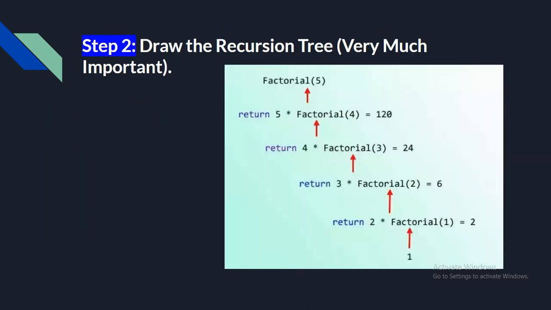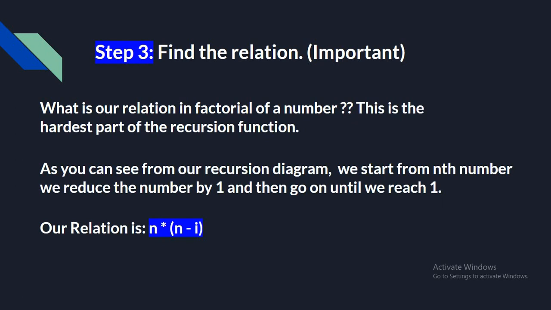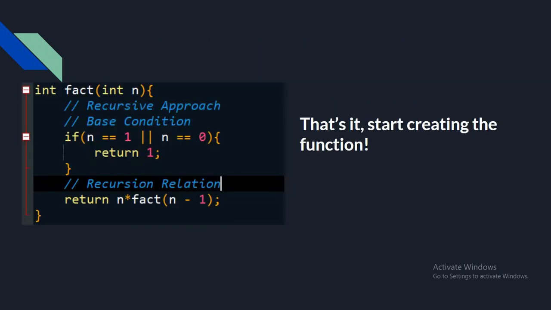Second, you need to draw a recursion tree, at least draw a tree until you reach a point where you notice that yes, this is overlapping, until you reach a particular point where you understand the whole function. So draw the recursion tree, next find the relation, and at last start creating the function.